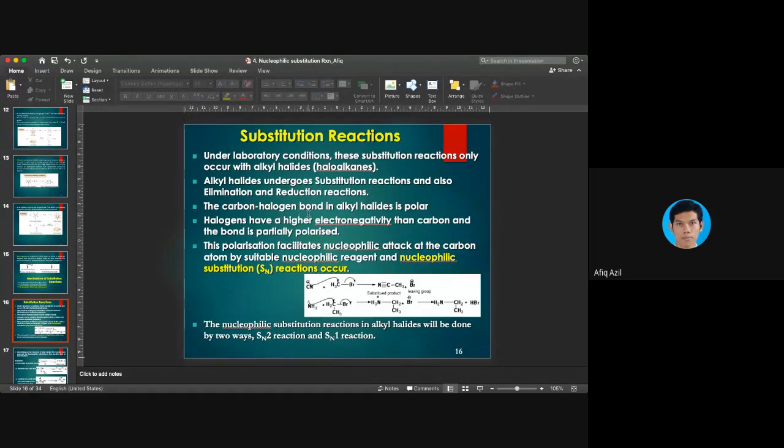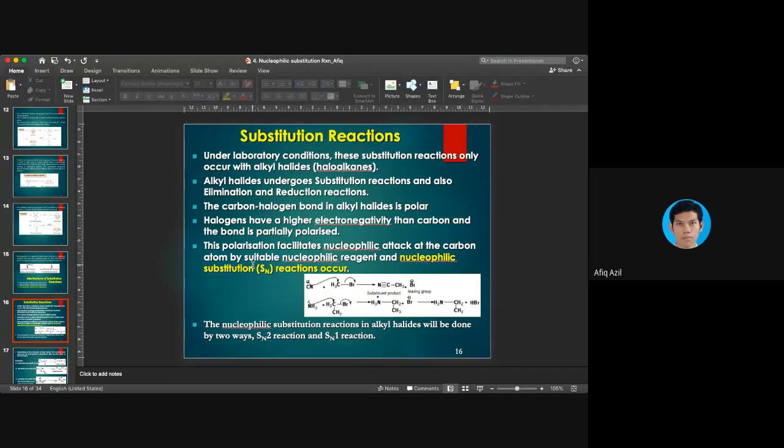So the carbon-halogen bond in an alkyl halide is polar. Halogen is group 17. You can have chlorine, fluorine, iodine, or bromine. Those bonds are polar bonds. Halogens have a higher electronegativity than carbon, and the bond is partially polarized. That means if they have electrons shared between them, the electrons will prefer to go to the halogen side. So there will be heterolytic fission happening, not homolytic, because the electronegativity is different.